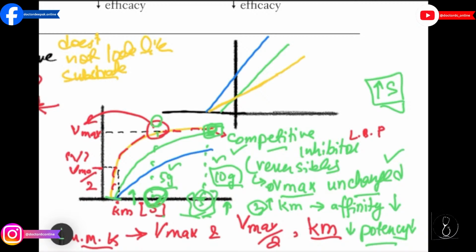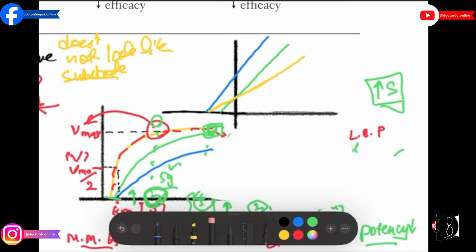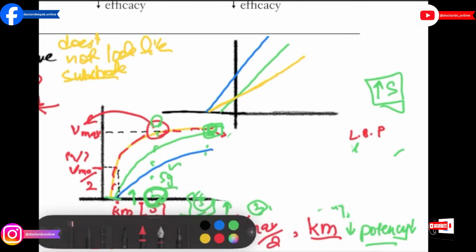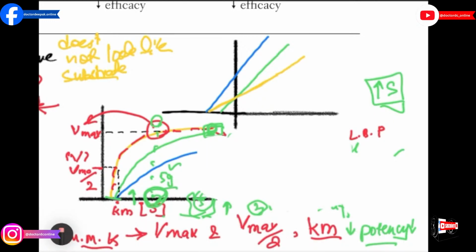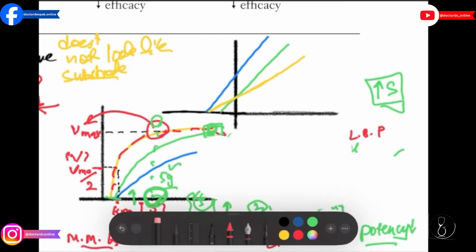Now I will talk about non-competitive inhibitors. The blue line you are seeing, the blue line, is non-competitive.